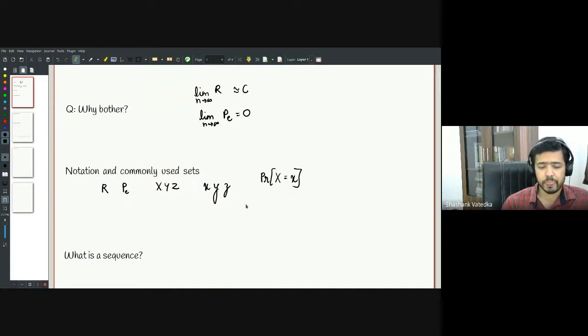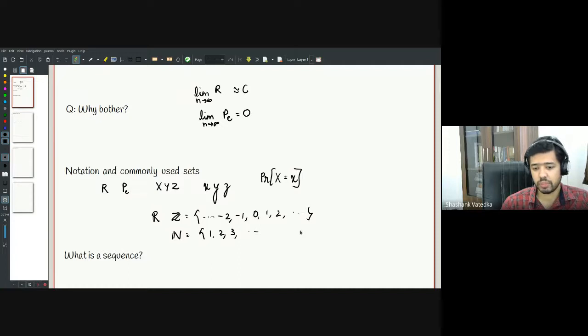For example, you can ask statements like, what is the probability that the random variable X takes the value little x? I will also use some commonly used sets. The set of real numbers, I will denote with this symbol R. Similarly, the set of integers will be Z, going from minus infinity to infinity. And the set of natural numbers is the set 1, 2, 3, up to infinity.